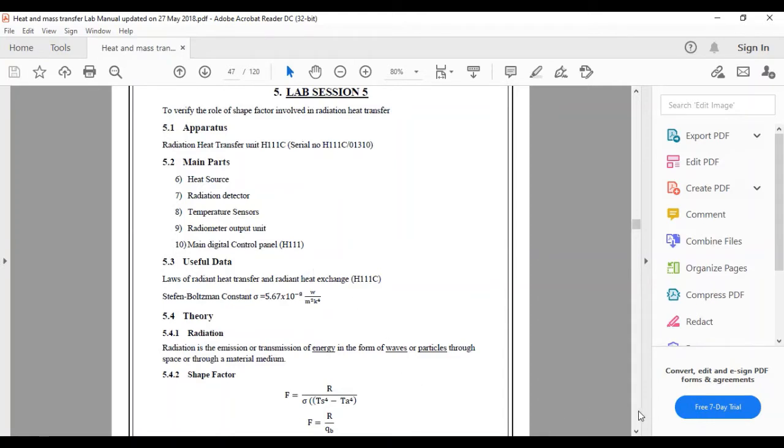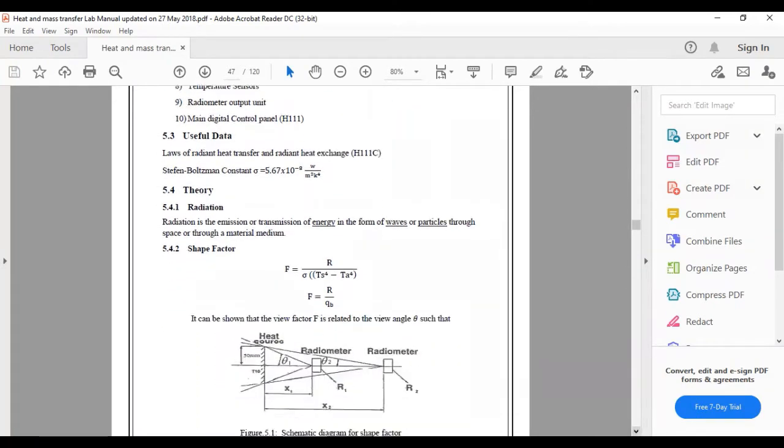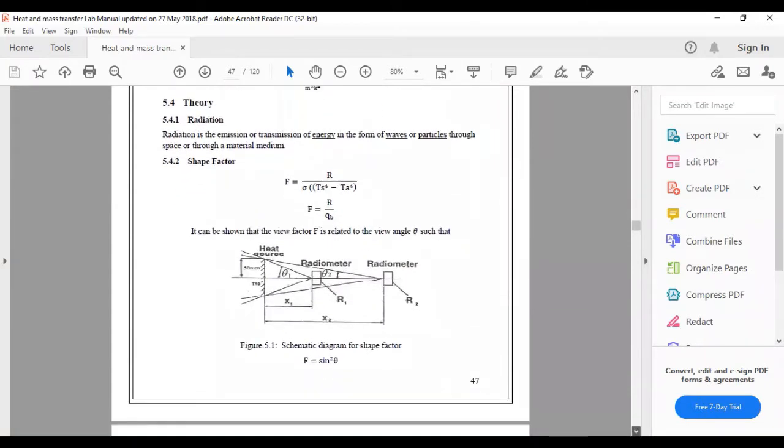So we will learn how to get the readings for this experiment and then how to calculate the data of those readings. So this is the schematic diagram for this experiment. On the left side, you can see that it's a heat source that is emitting heat, and the heat emitted per unit area is denoted by QB. I am just highlighting this text. This is QB.